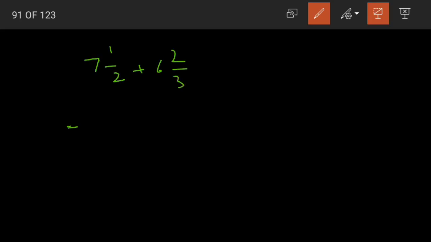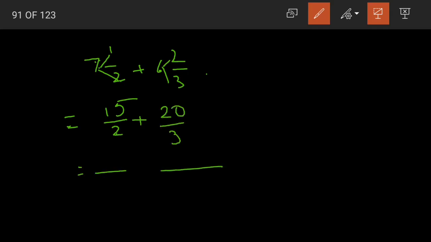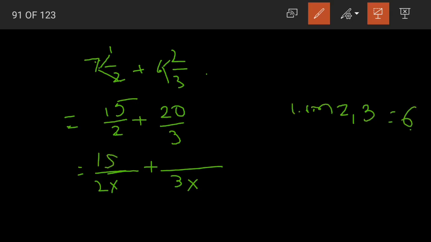First you can convert both of these into improper fractions. 7 2s are 14 plus 1, 15/2, plus 6 3s are 18 plus 2, 20/3. Now again the denominators are different, so we need to find out the LCM. As we have already done, the LCM of 2 and 3 is equal to 6.